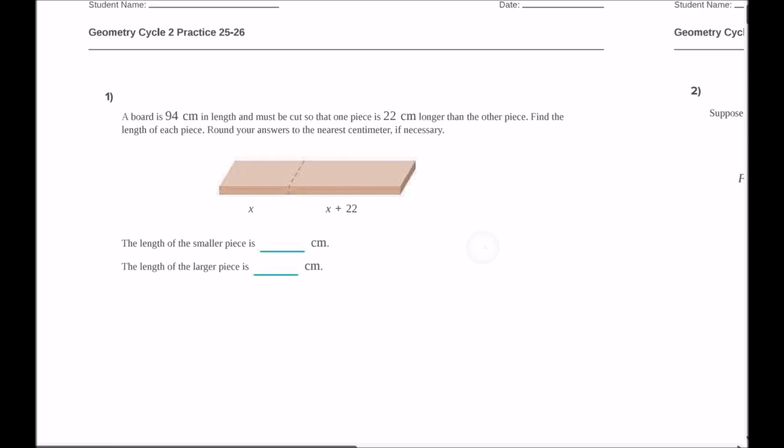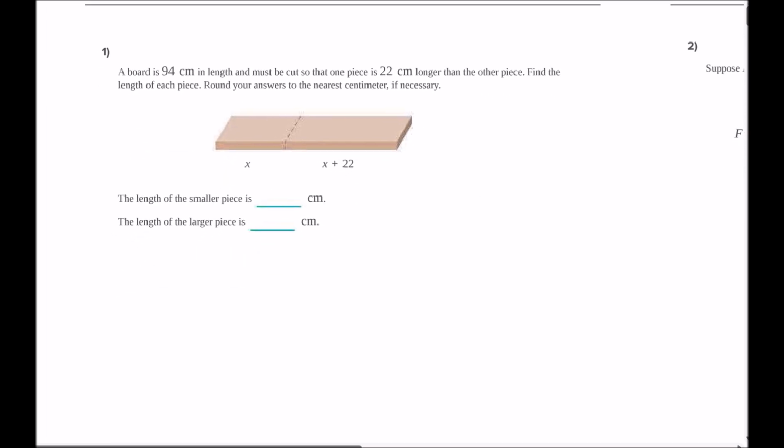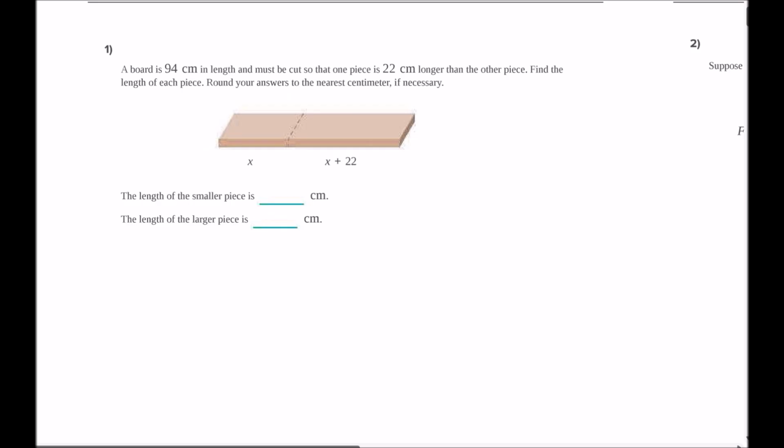So let's go ahead and start with number 1. It says a board is 94 centimeters in length and must be cut so that one piece is 22 centimeters longer than the other piece. Find the length of each piece.